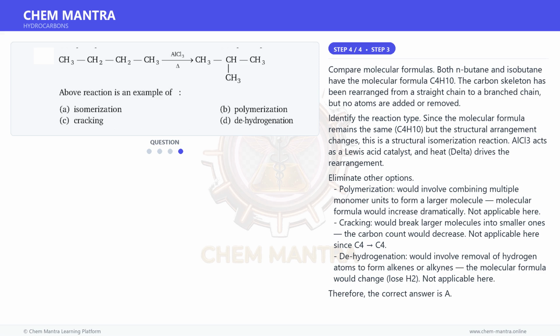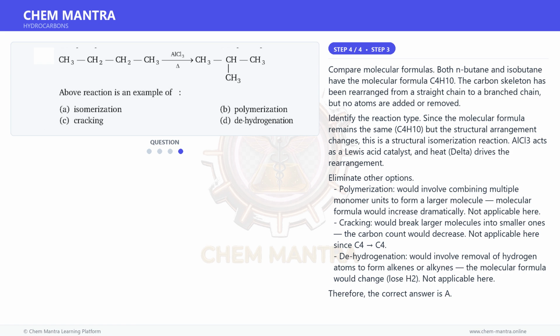And for the final step, compare molecular formulas. Both n-butane and isobutane have the molecular formula C4H10. The carbon skeleton has been rearranged from a straight chain to a branched chain, but no atoms are added or removed. Identify the reaction type.